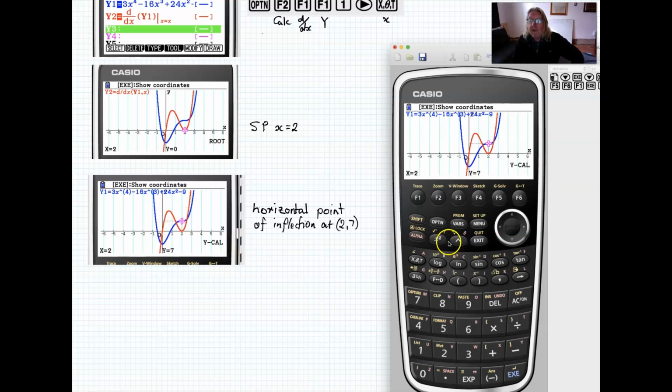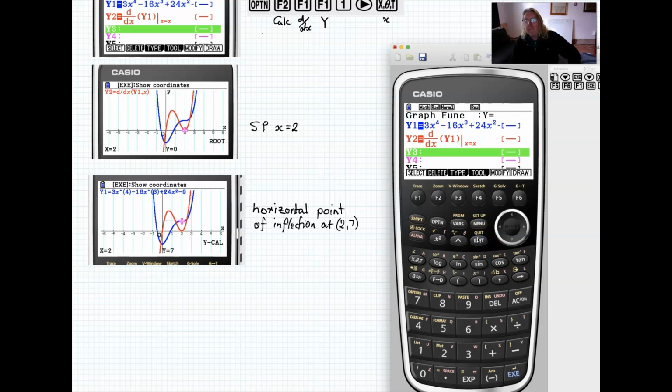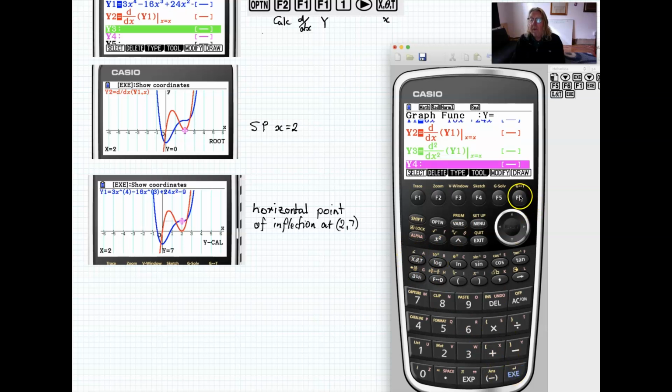So if we graph the second derivative and find out the zeros of that, or the roots, we'll know where the points of inflection are. So again, we do exactly what we did up here. We go Option, Calc, and this time we select F2 for the second derivative, and we're going to have that of still our original function, y1. So y1, and just like before, x is equal to x. This x, not that x, this x here. Okay, we can draw that.